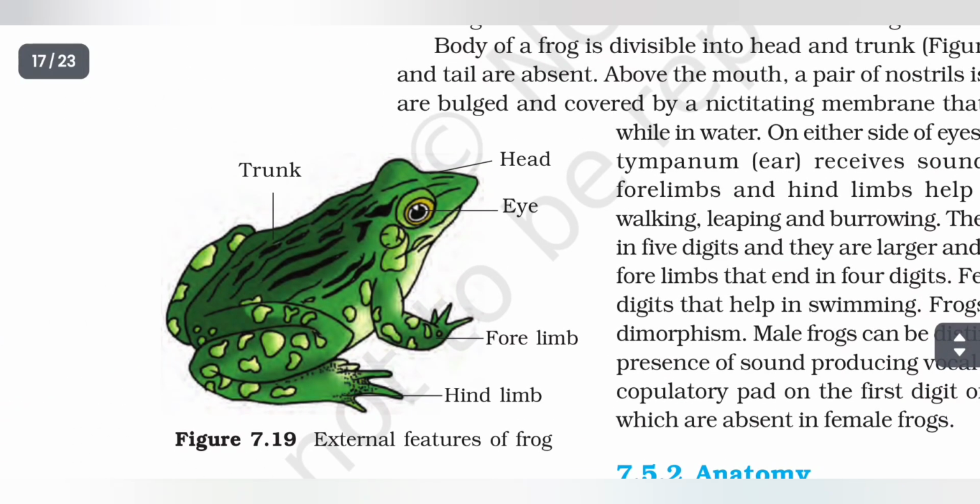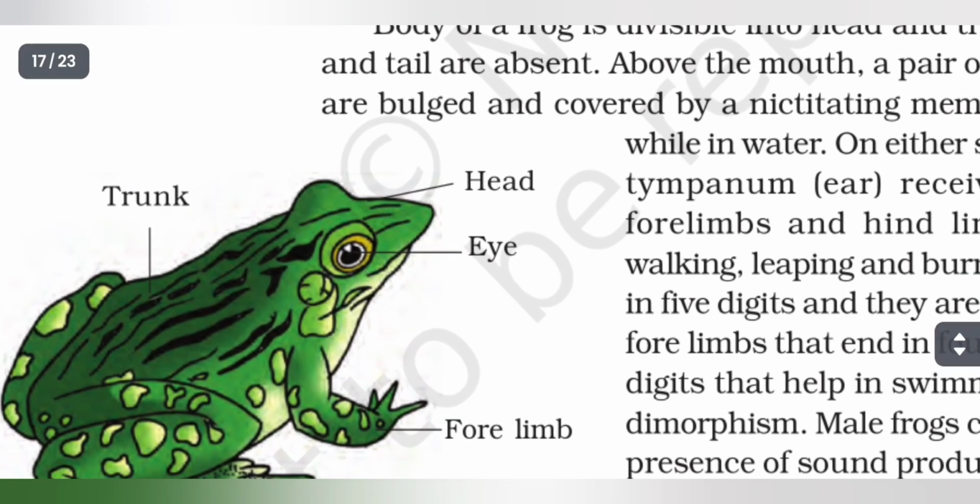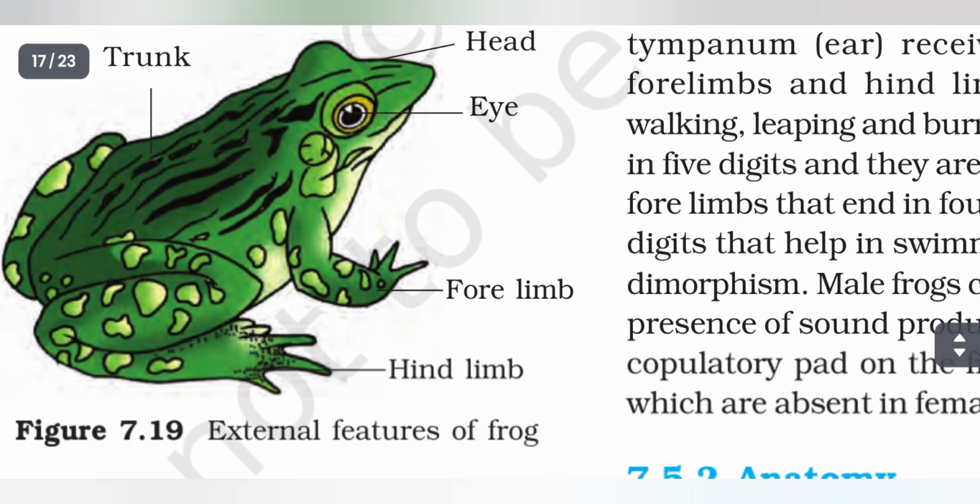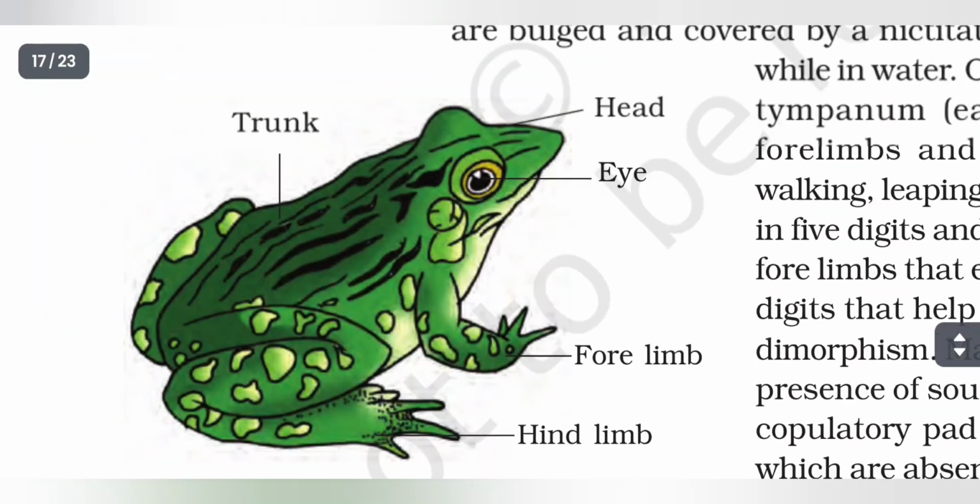These are the external features of the frog. This is the head, eye, forelimb, this is the hind limb, and this is the trunk.